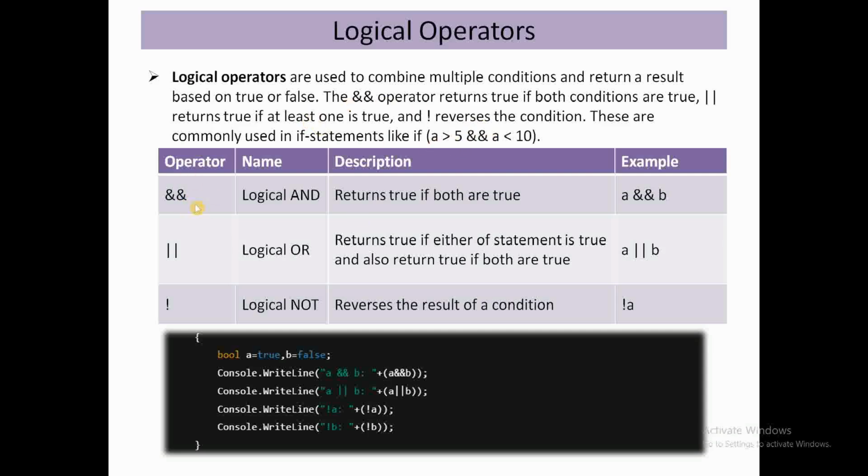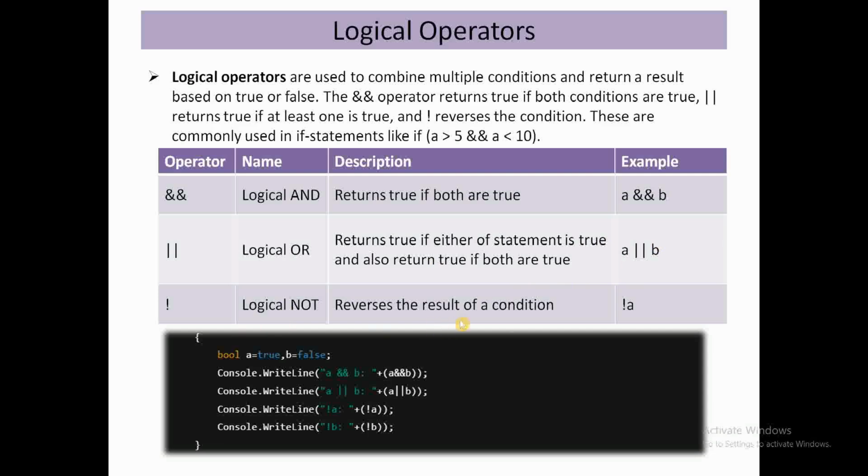So these are the operators: and, or, not. Logical and, logical or, logical not. AND returns true if both are true. The AND operator is like, if both the variables' values are true, then it will give us a true value, otherwise it will give us a false value. And OR functionality is like, if at least one value is true from both sides, then it will give us true, otherwise if both are false, then it will give us false. It returns true if either statement is true, and also returns true if both are true. So this is the OR operator.